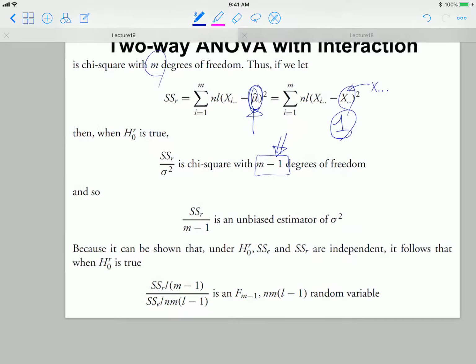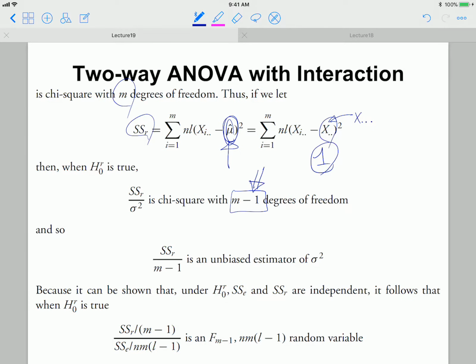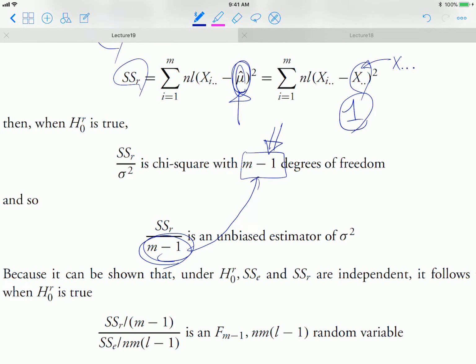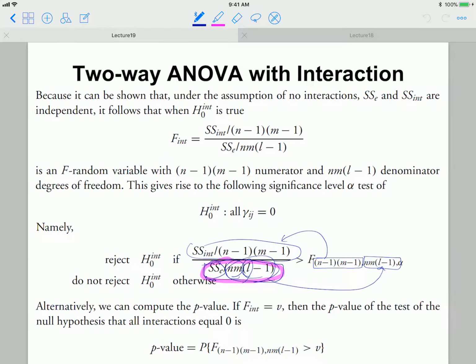Okay, then this guy, divided by m minus 1, will be an unbiased estimator because it comes from the degrees of freedom of this guy for the chi-square distribution. And then finally we obtain this test statistic, and this guy is used in the numerator, and the denominator was actually the same as this guy, right?